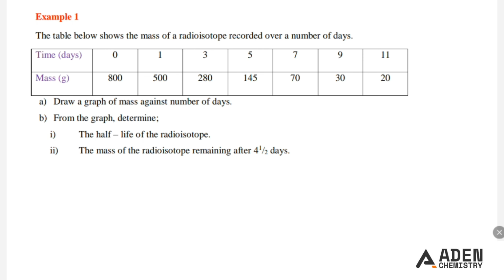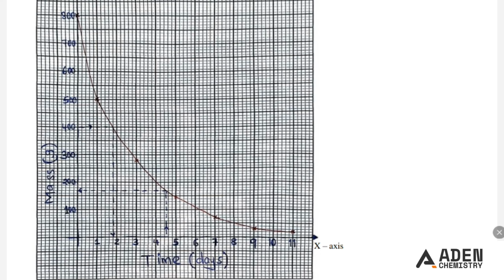Then Roman 2: we are asked for the mass of the radioisotope remaining after 4.5 days. We go to the time side, the x-axis, and see where we have 4.5, and we put dots until we reach the curve, and read our value on the y-axis to get the mass. Here we have 4 and 5 days, so in between them is 4.5 days.